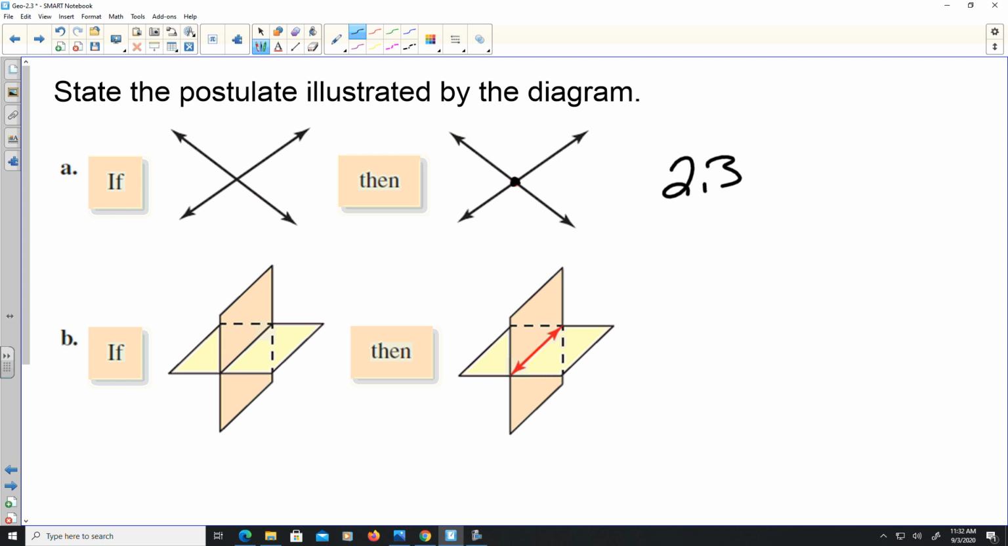So if you realize, that postulate is written as a conditional statement. It gives you an if portion, which is the hypothesis, then they give you the conclusion. So if two lines intersect, which is right there, then they intersect at exactly 1 point, and that 1 point is where I drew it in red. For the second one in part B, it looks like if two planes intersect, then their intersection is one line. That is postulate 2.7.